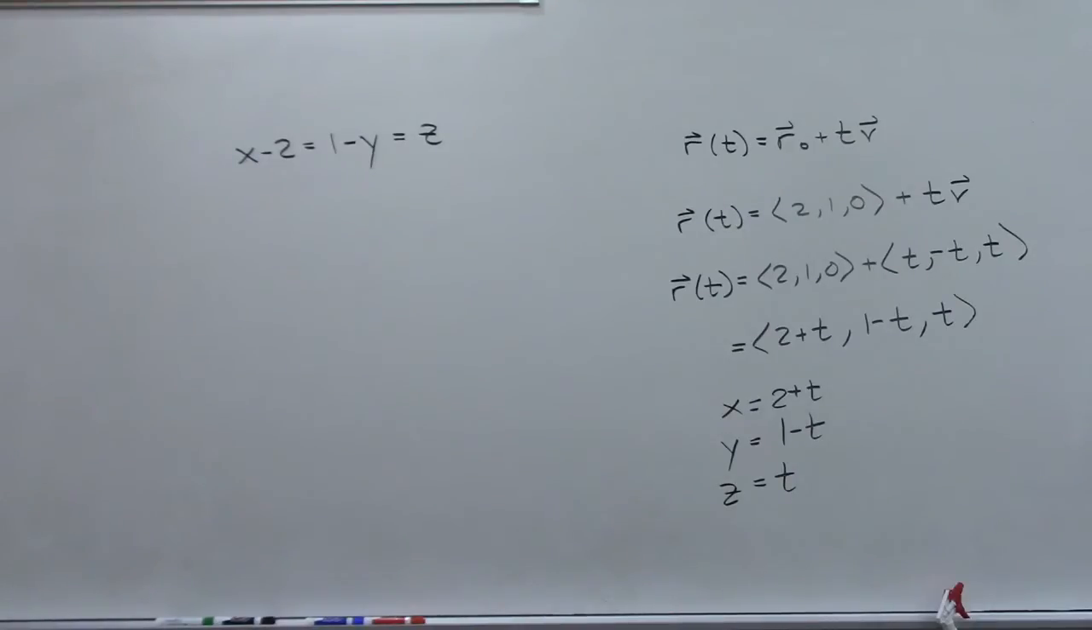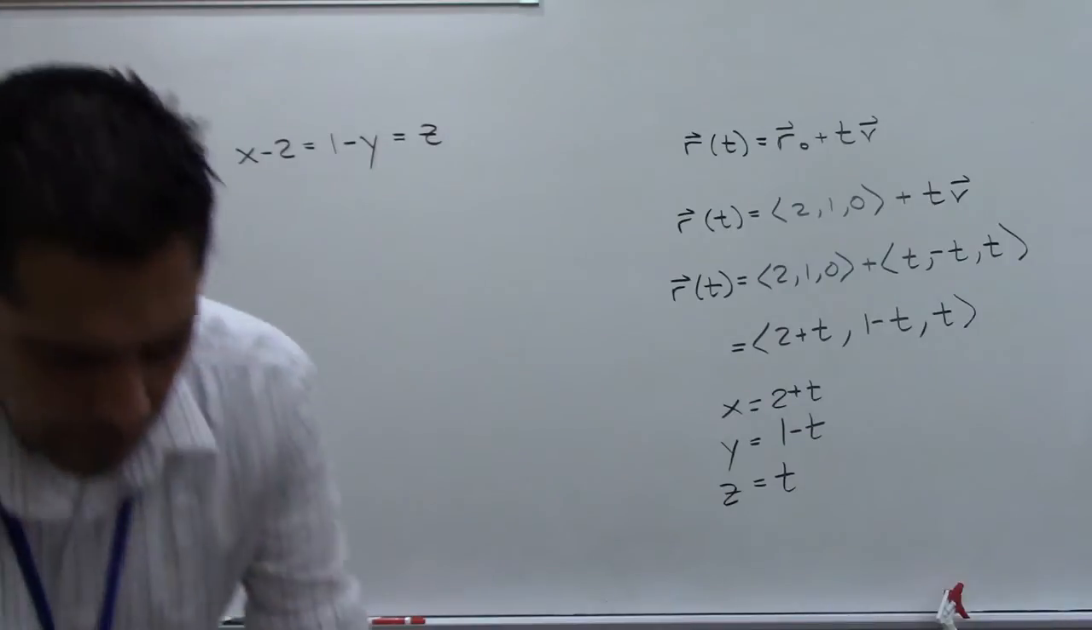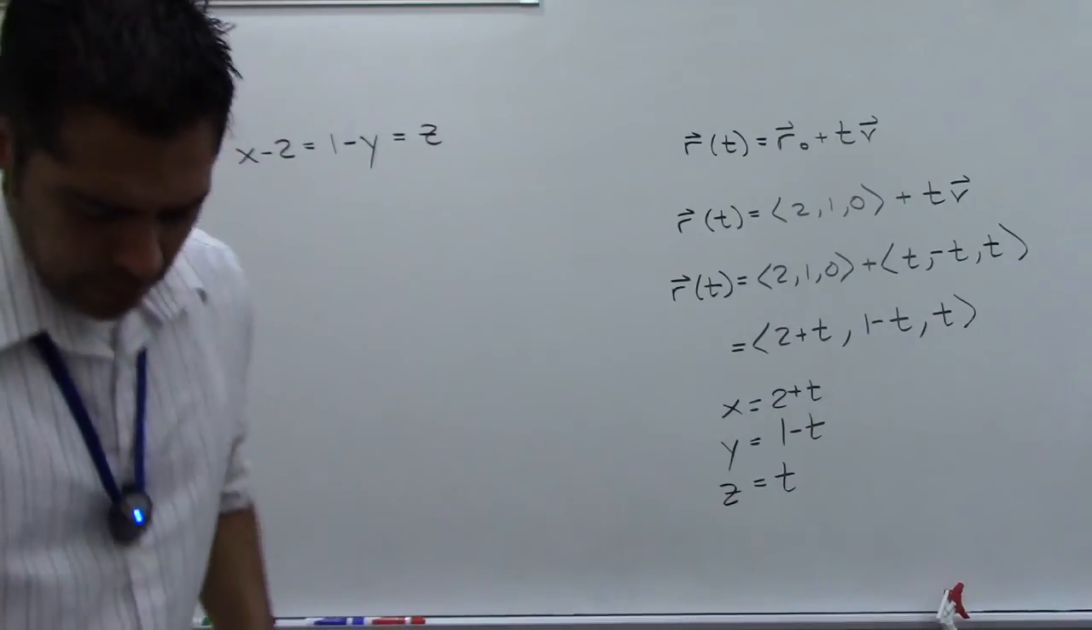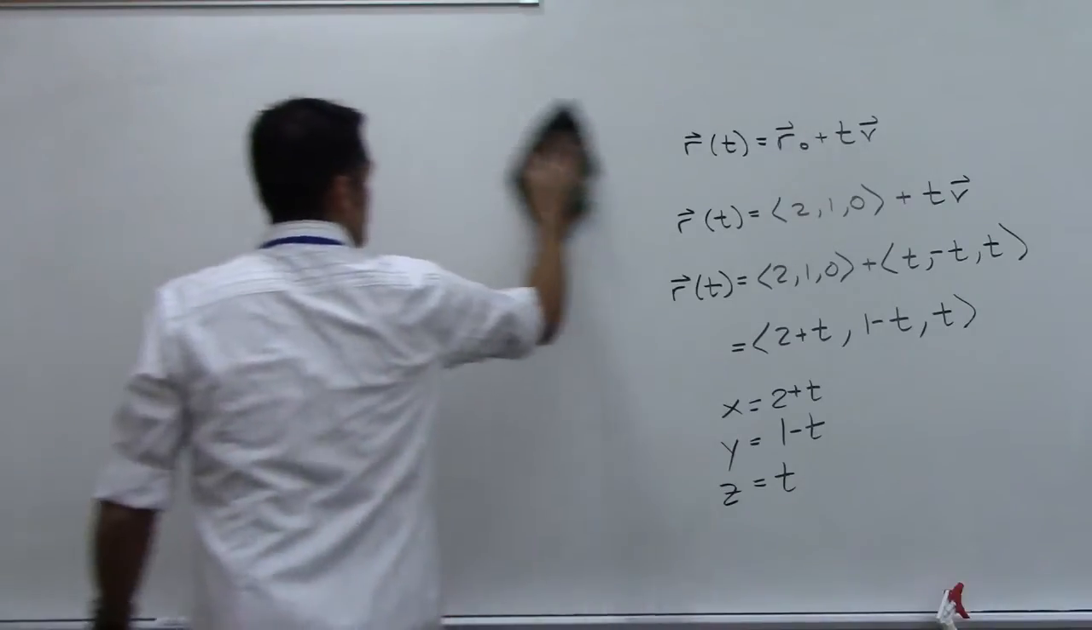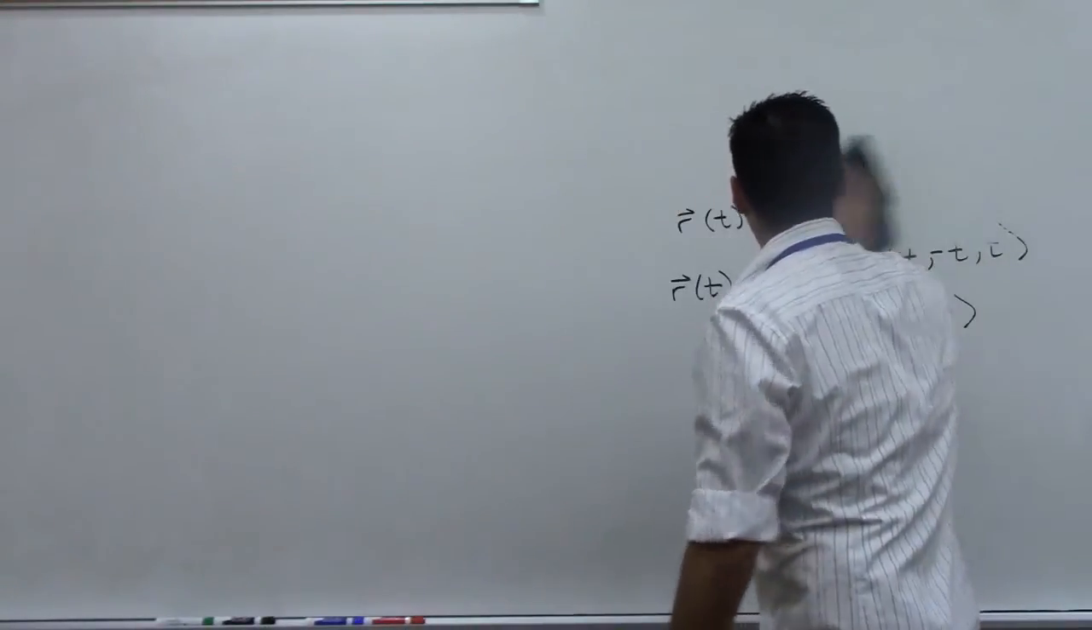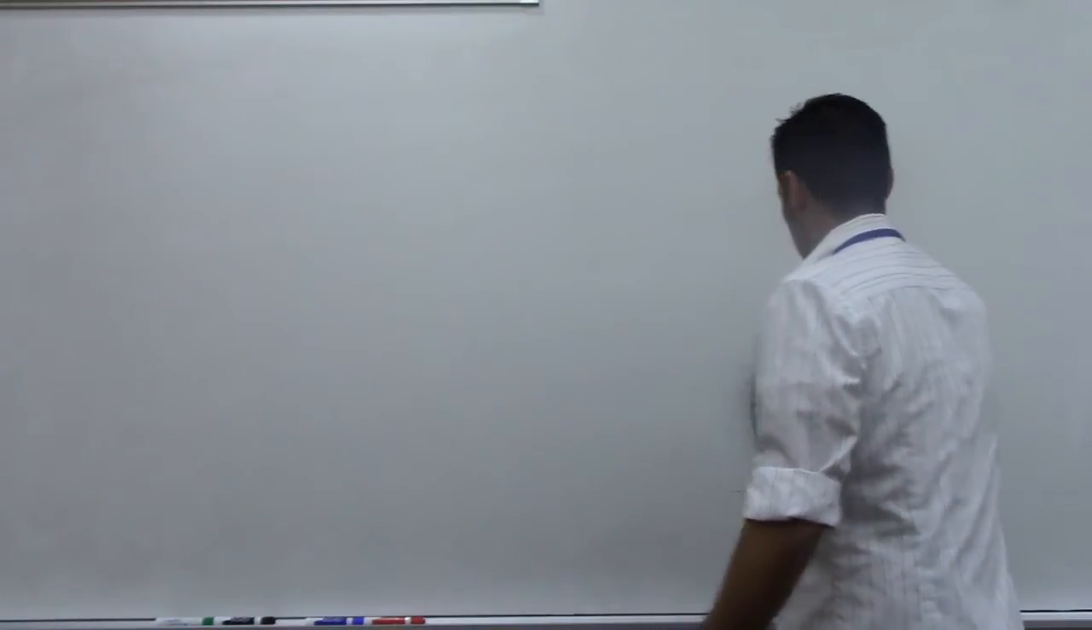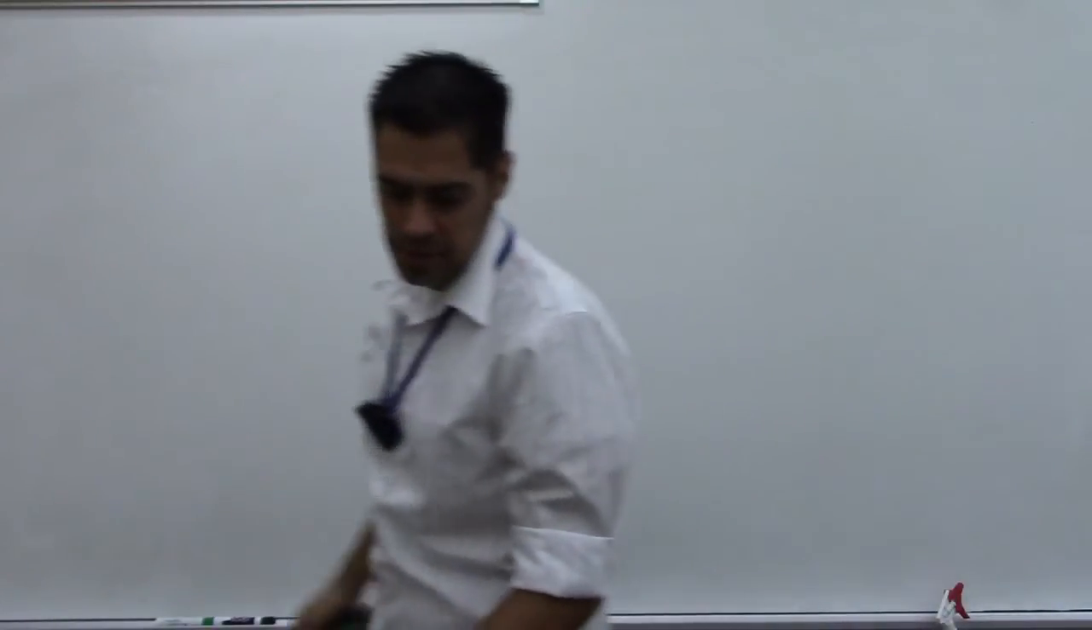Parametric, 2 plus t, 1 minus t, x minus 2, yes, 1 minus y, z is, yes, okay, we're good. All right, that's number 8. Let's take a look at number 10. Same instructions, find the parametric and symmetric equations for the line that, let's see what information they give us.